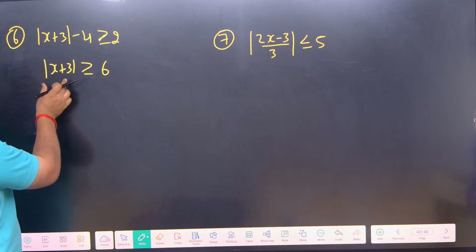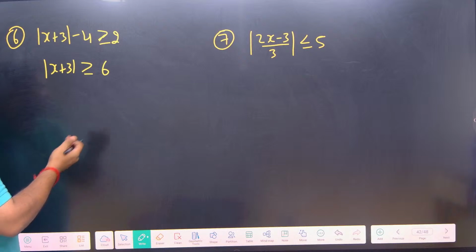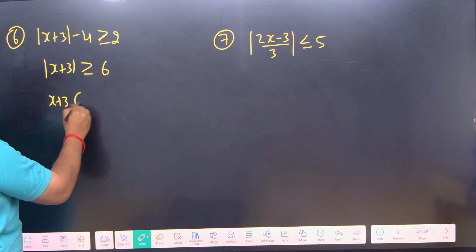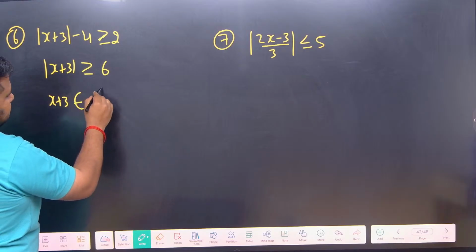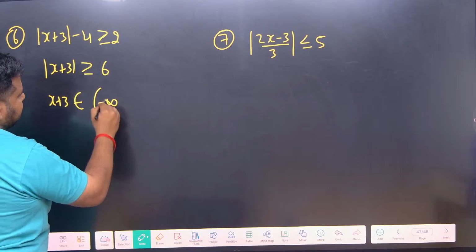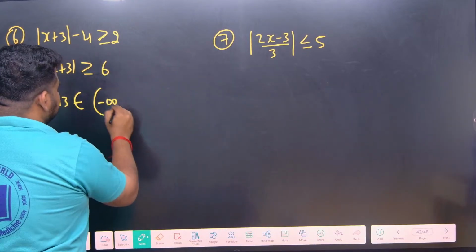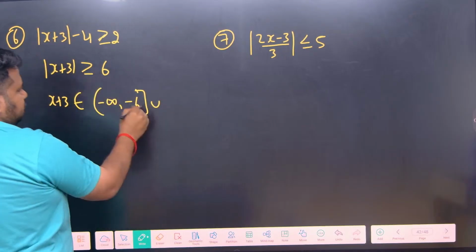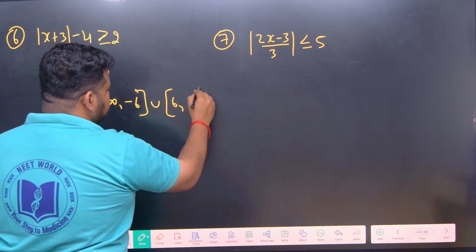First let me find where x plus 3 belongs to. Later I can find where x belongs to. Simple. So x plus 3 belongs to what? They are telling greater than or equal to, so I can write it as open interval minus infinity comma minus 6 closed interval, because greater than or equal to is there, so it is closed interval, union closed interval 6 comma infinity.